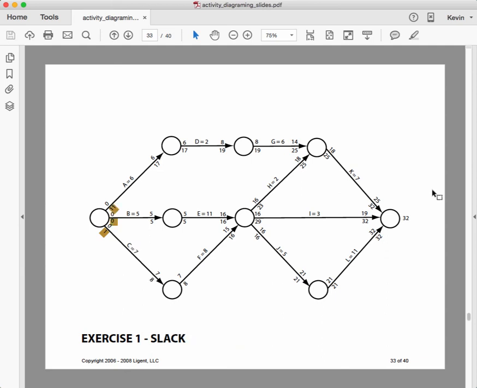So then we look at the 3 paths. So the path with 0 is the one on the critical path. So the critical path begins with B. The path that begins with C has 1 day of slack, and the path that begins with A has 11 days of slack.